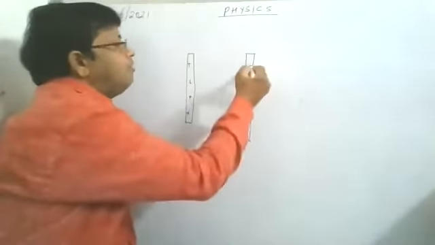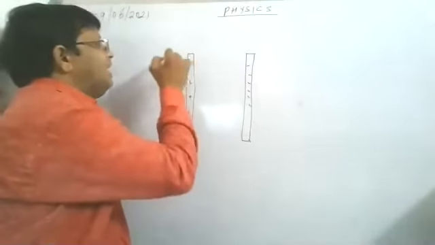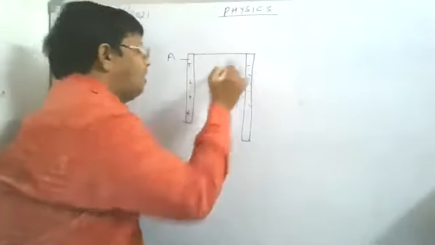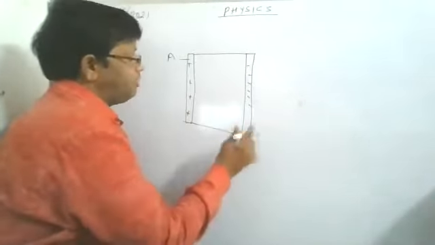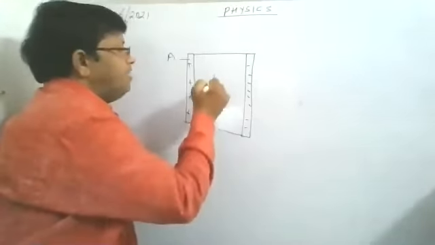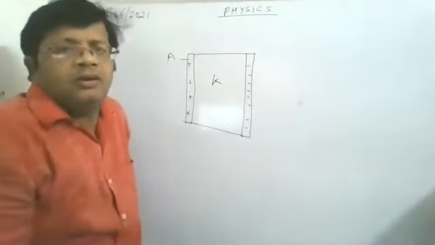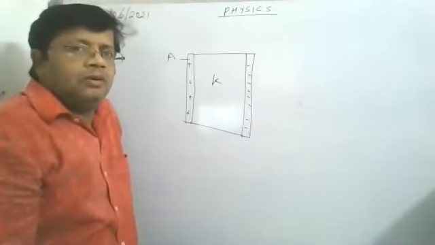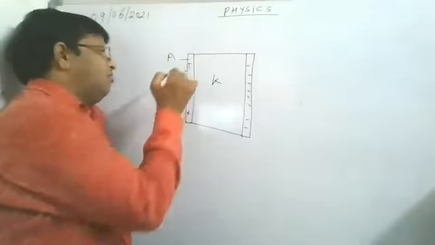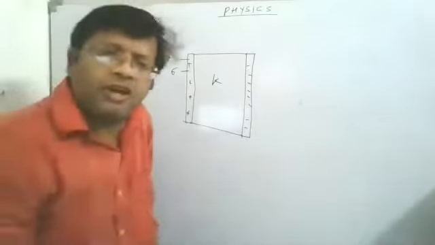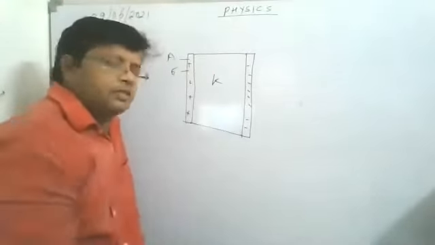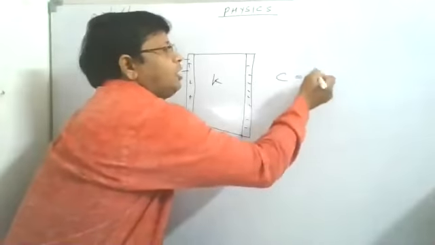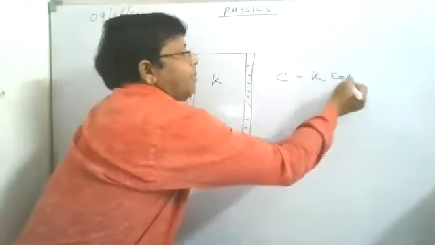What is the plate area? Plate area is A. If a dielectric with dielectric constant K is filled completely in between these two plates, and charge density sigma, what is the capacitance of this parallel plate capacitor? You know this formula. C is equal to K epsilon naught A by D.